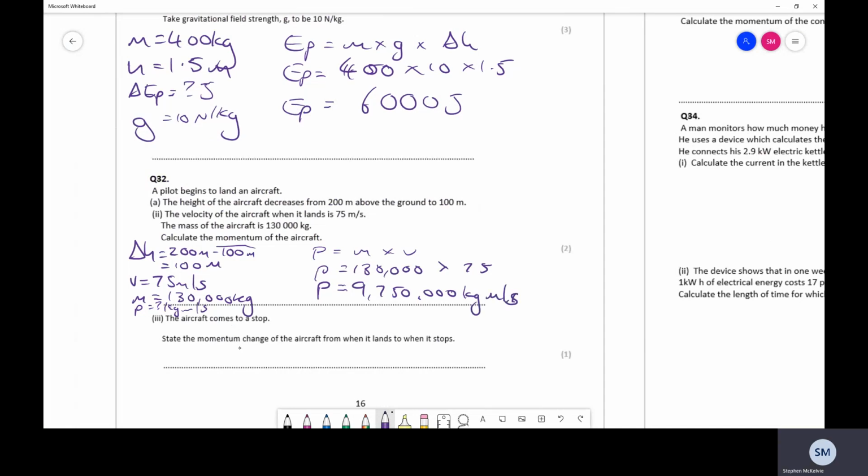The aircraft comes to a stop. State the momentum change of the aircraft from when it lands to when it stops. Oh, sorry, everyone. It's come out. Okay, now it's back. Right, okay.